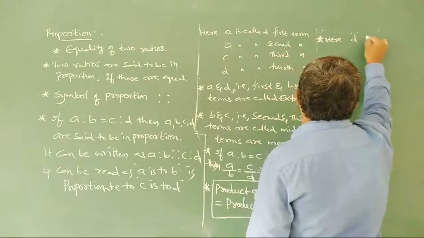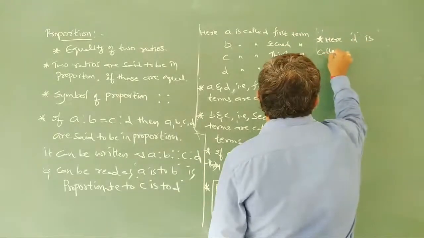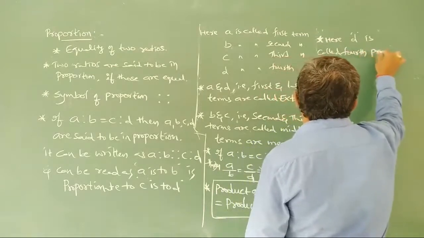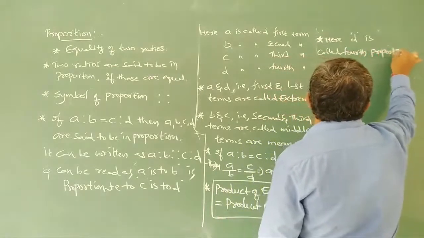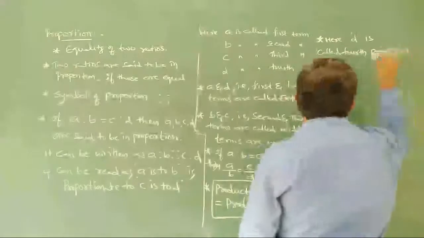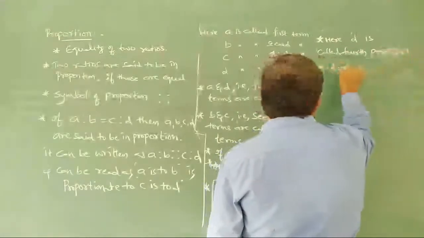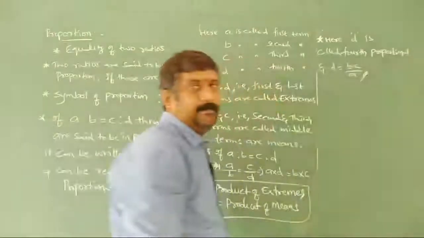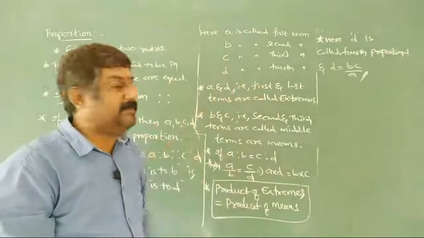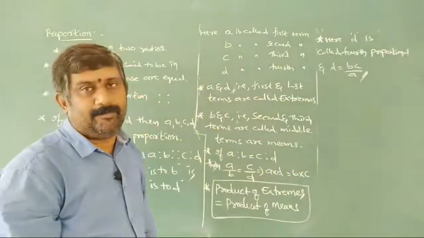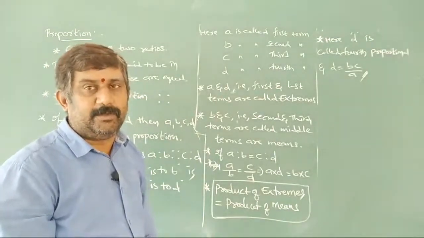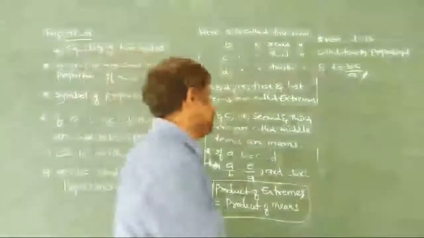Okay. Now, one more thing we have here. Here D is called fourth proportional, and D can be given as BC by A also. Now we'll check some proportional conditions and how those are going to be.